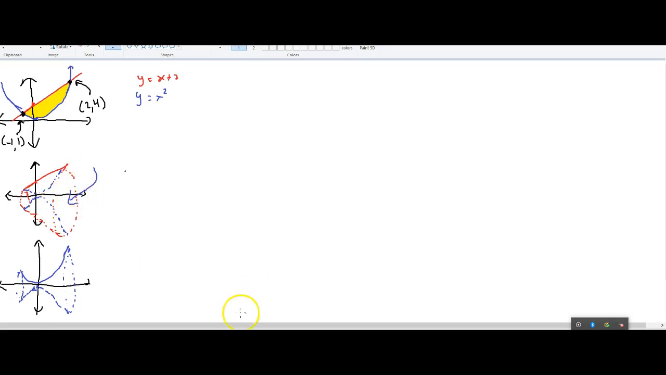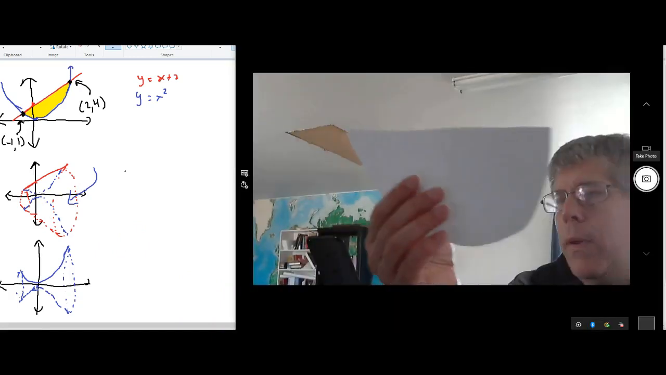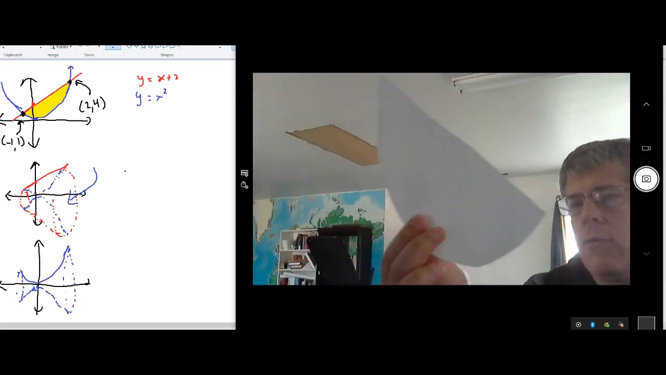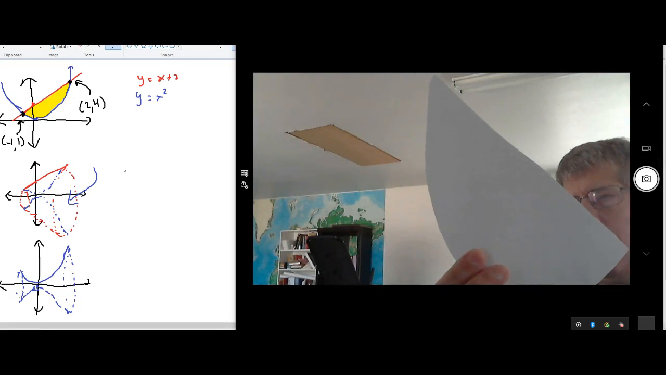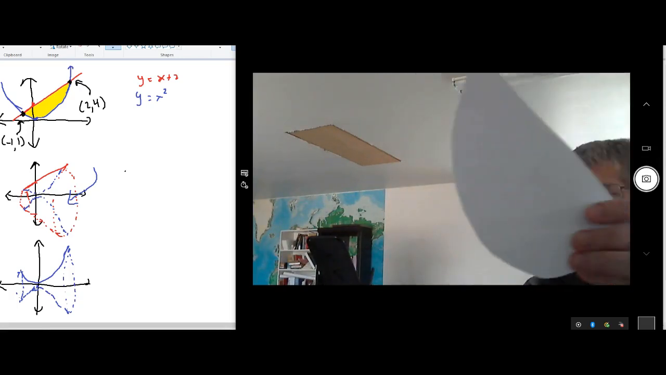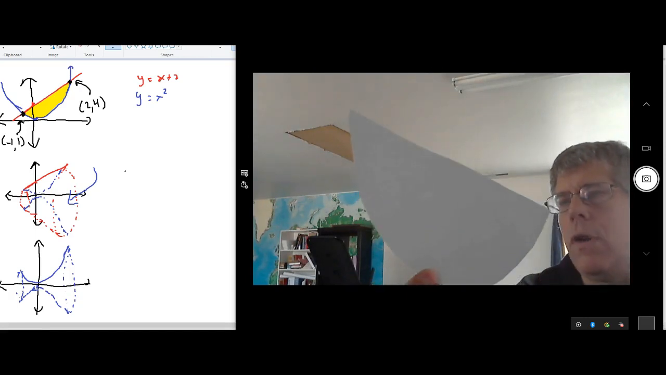Okay, so let me see if I can try that a different way. Some people got this right away. I understand, I'm going to be a little pedantic, but everybody else, I need to show it to you one more time. So this is roughly what you're looking at graph-wise. Does it look like this to you guys? Okay, so here's what the graph looks like.